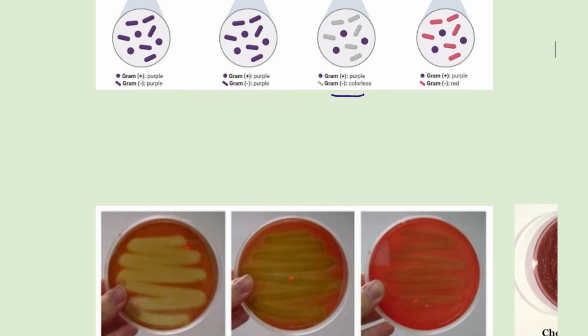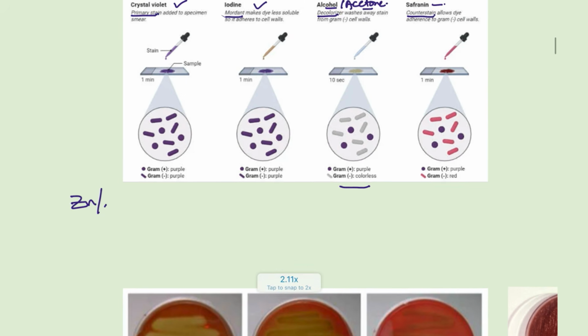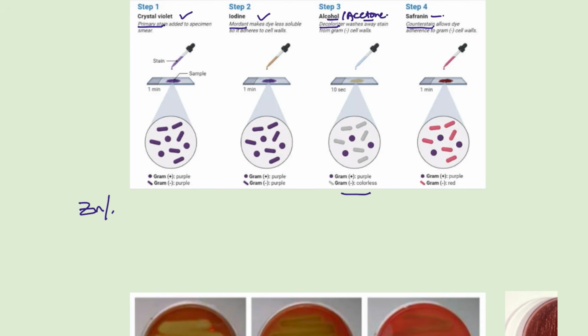Opposite to this, we have the ZN stain or the AFB stain. In the AFB stain, the first stain is carbol fuchsin. In the second step, instead of the mordant iodine, we use heat, and then H2SO4 as the decolorizer. Finally, the counter stain is methylene blue.